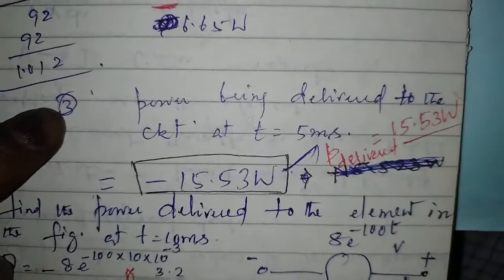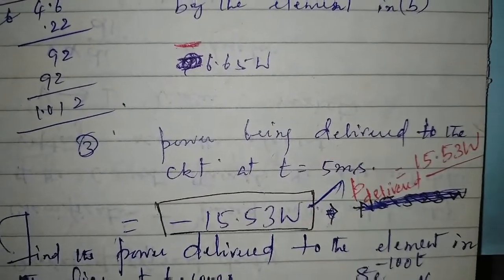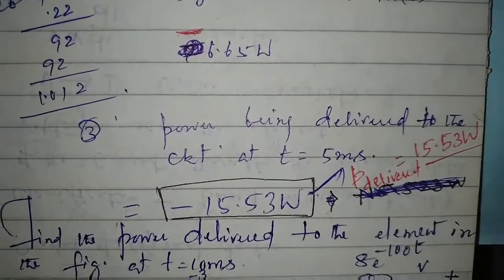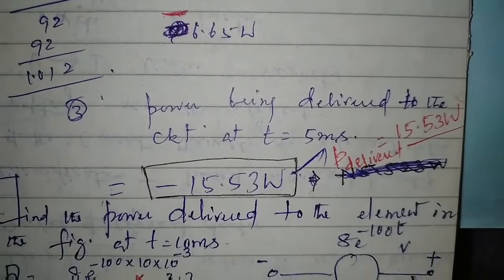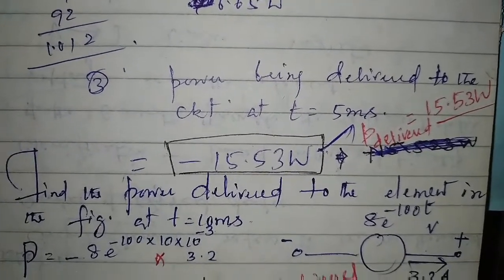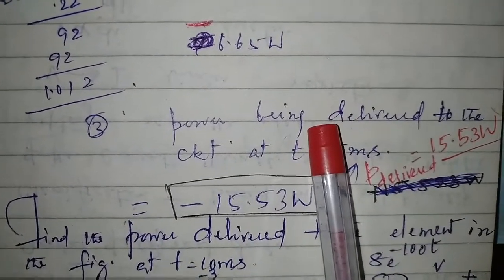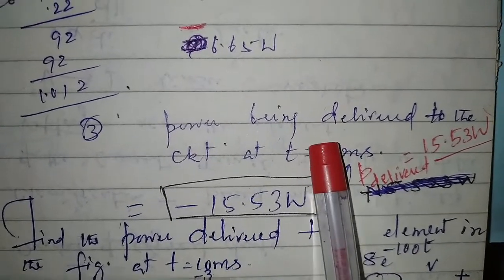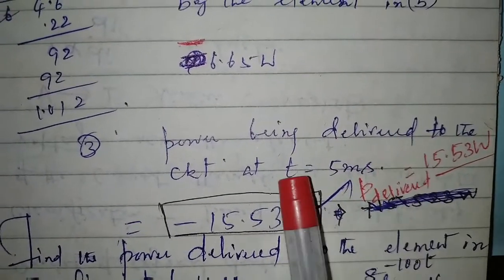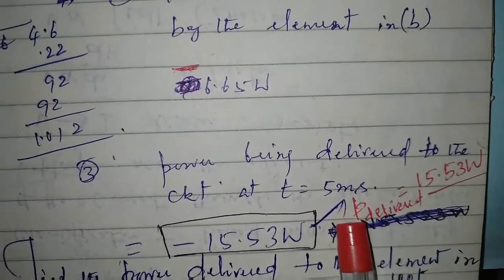Now third one, power being delivered to the circuit at, see, mind you, see the English wording, absorbed by the element. Power absorbed by element is nothing but the power delivered to it, or putting in other words, the power expended by that element. So again, upon seeing delivered, don't jump to conclusion that we are asked to find out the generated power. No, it is the power absorbed by that element. That power is being delivered to that element, right? At t equal to 5 milliseconds.